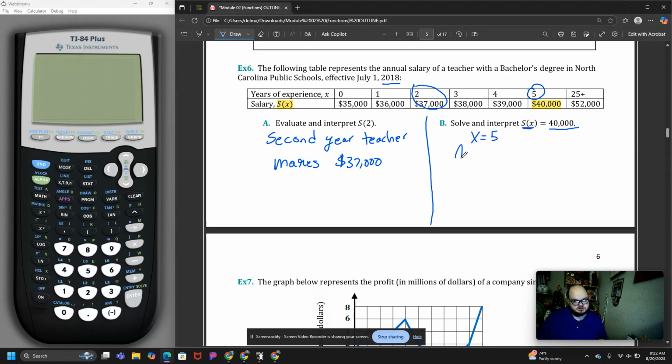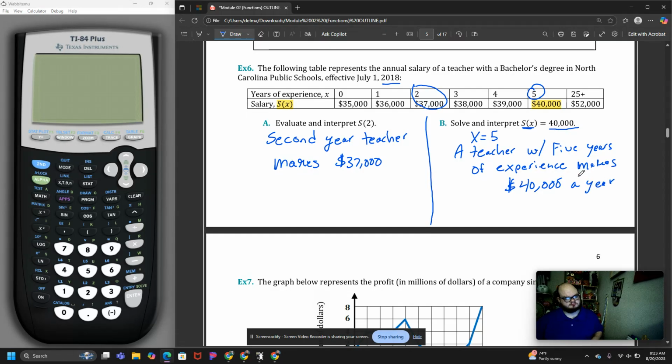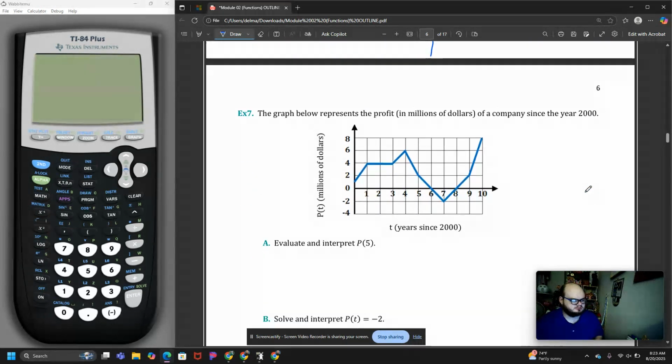Okay. So a teacher with 5 years of experience makes $40,000 a year. Let's add that part, a year. Okay. So that's interpreting from a table.